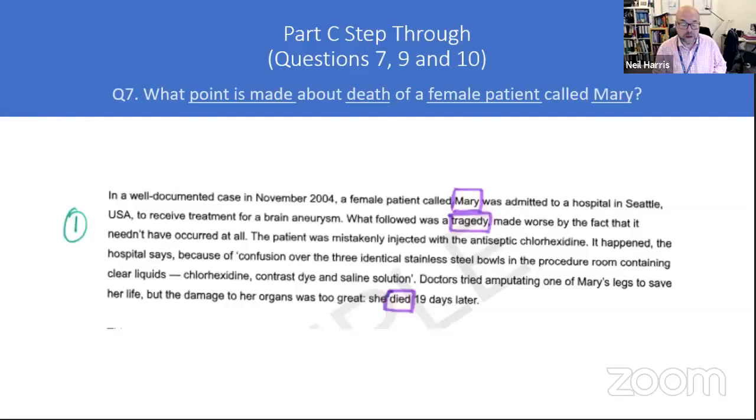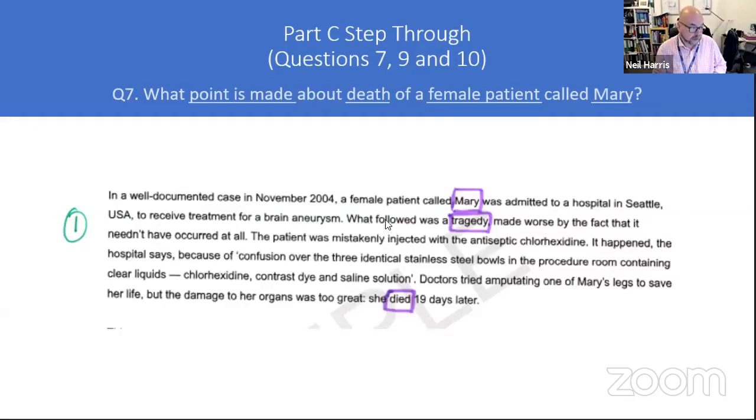And in fact, some of you might have also picked up that in the second line there is the word tragedy. So at this point, now that we've identified where in the text the information is, what we should then be doing is thinking about what point is made about her death. We know she's Mary, we know she's a patient, and there was a tragedy, she died. But what point is being made in the text?